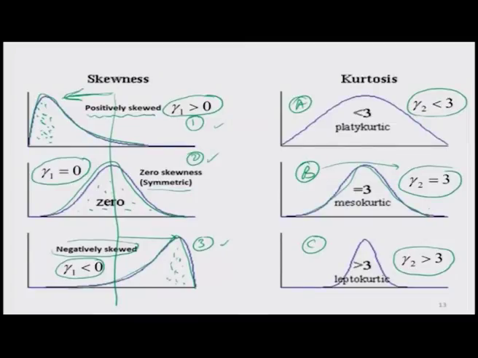And when gamma 2 comes out to be smaller than 3, as in figure number A, then we say that the frequency distribution is platykurtic, like this. And similarly, when the gamma 2 value comes out to be greater than 3, as in figure number C, then we say that my curve is leptokurtic. So, this is how we define the coefficient of skewness and kurtosis, and this is how we use them. Now the question is how to compute the coefficient of skewness and kurtosis in R software.